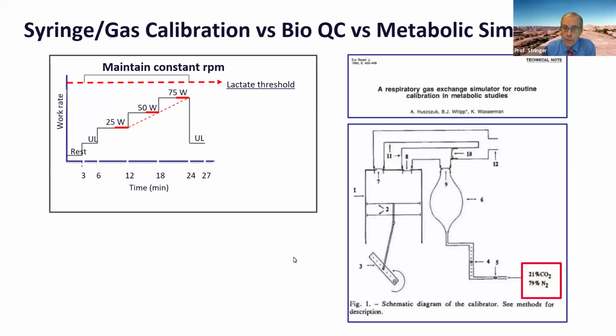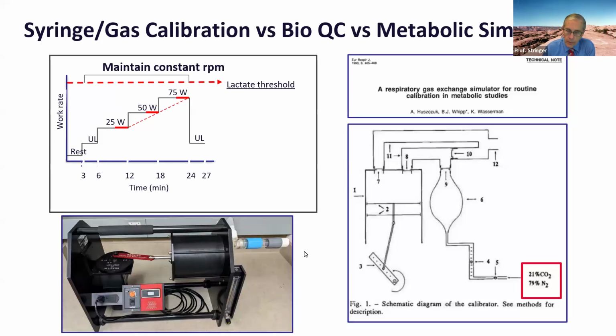But the flip side of that is what we call a metabolic simulator. So it has a piston, it has a volume, and then the beauty of this system, and this is the reference here, European Respiratory Journal, back in 1990 with Huszczuk, is that it's 21% CO2. So 21% CO2 plus 21% oxygen makes an R of 1, right?